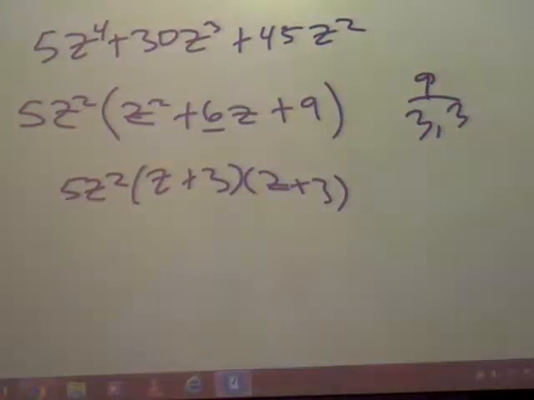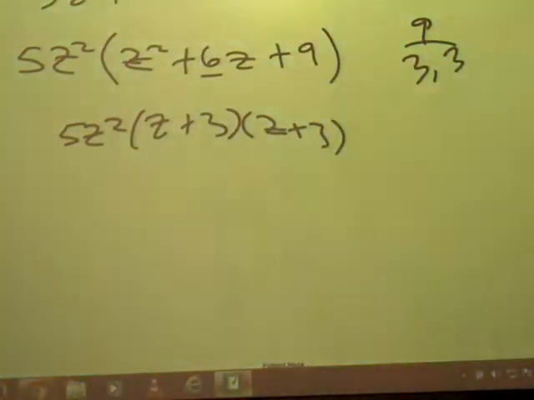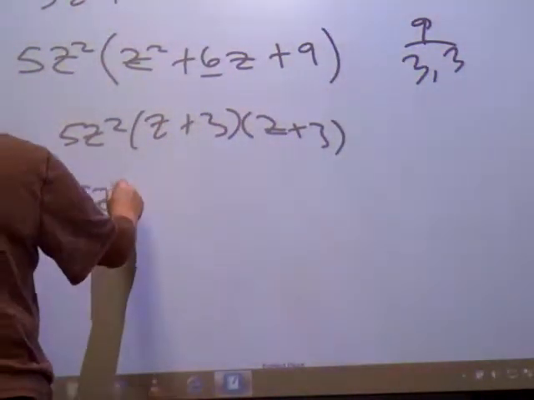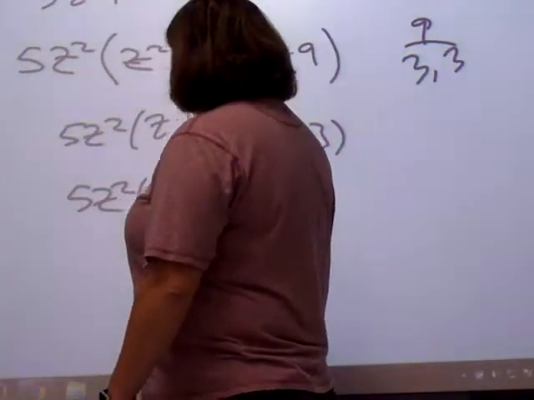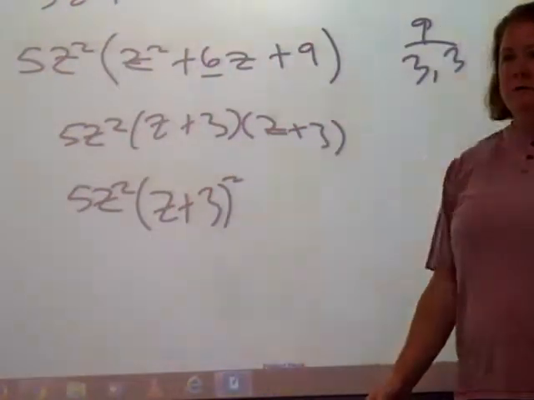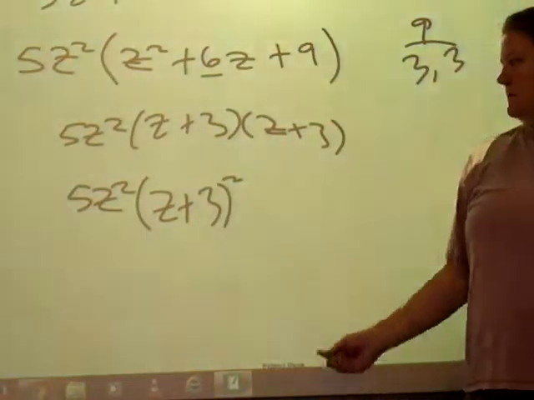What if I'm taking ACT and that's not a choice? How else could they have written that? You distribute. Good, Molly. They could have had 5Z squared times Z plus 3 squared. Good. I like this one better.